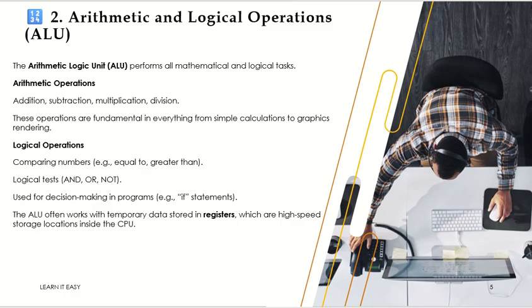Now, if we talk about arithmetic and logical operations, all the mathematical and logical tasks are performed by the ALU, the arithmetic logic unit. Additions, subtractions, multiplications, divisions. These operations are fundamental in everything from simple calculation to graphic rendering. All these tasks are handled by the ALU. Logical operations: comparing numbers, logical tests like AND, OR, NOT, used for decision making in programs, such as if statements. The ALU works with temporary data stored in registers, which are high-speed storage locations inside the CPU.